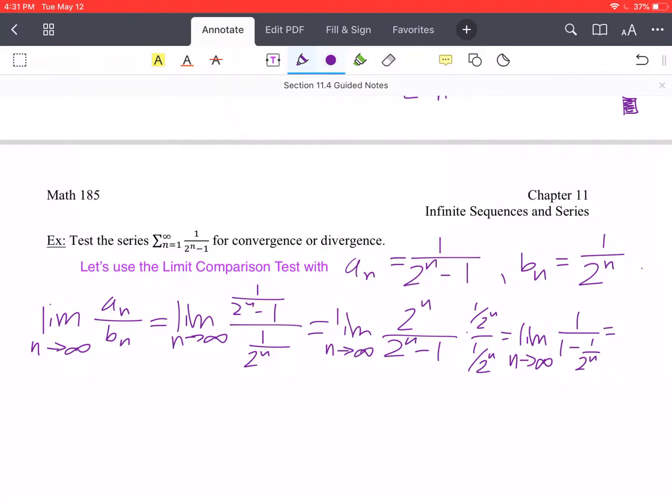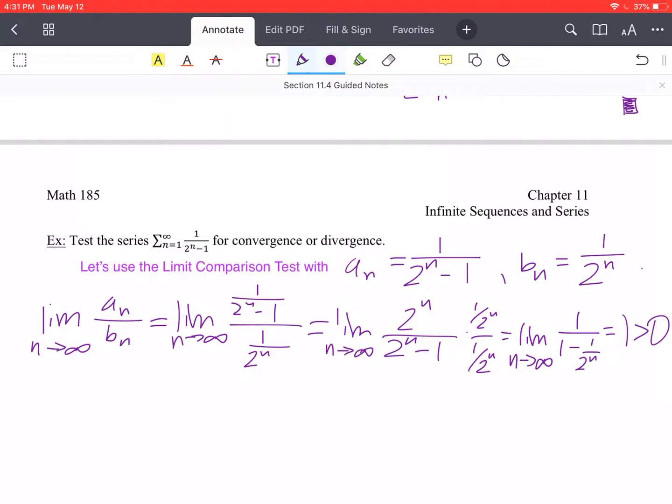As n goes to infinity, this term, 1 over 2 to the n, goes to 0, right? Because its denominator gets really big, so the fraction gets really small, which means we're left with 1 over 1, which is just 1, which is greater than 0.